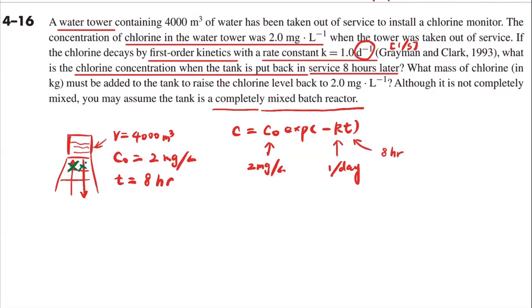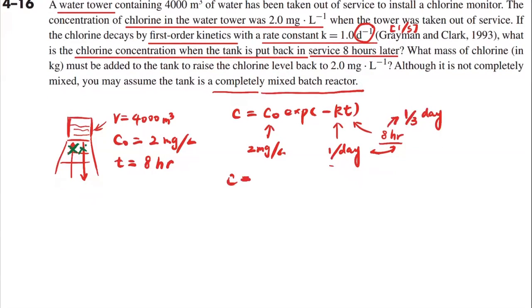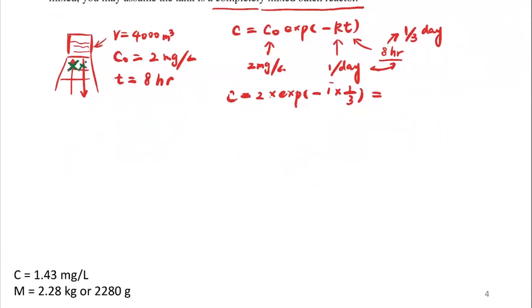I saw that Clinton asked the question whether we have to change the unit. We have to change the unit because you cannot simply multiply 8 by 1. The time here will not get canceled. So what that means is that we have to convert 8 hours into 1/3 days, because each day has 24 hours. So we can just plug in all the values here, multiply by the exponential of minus 1 multiplied by 1/3, and you can find out that the final answer is 1.43 milligram per liter.